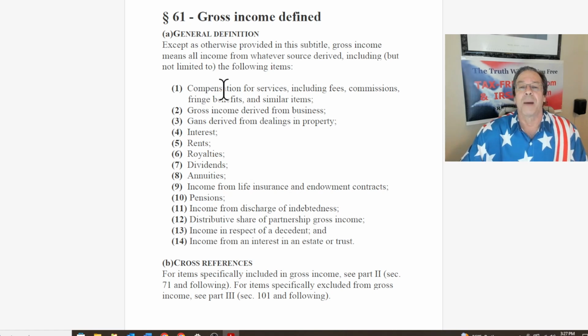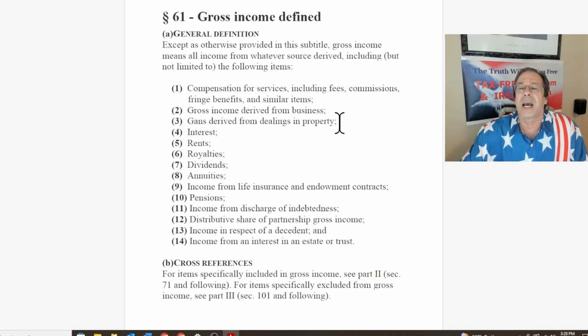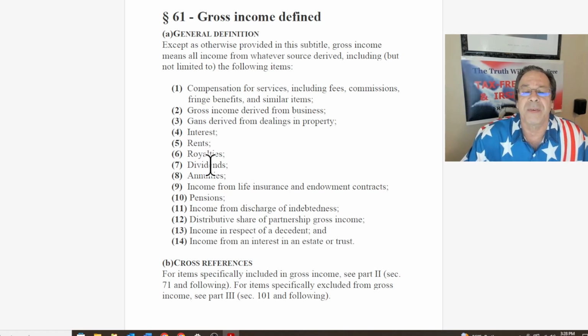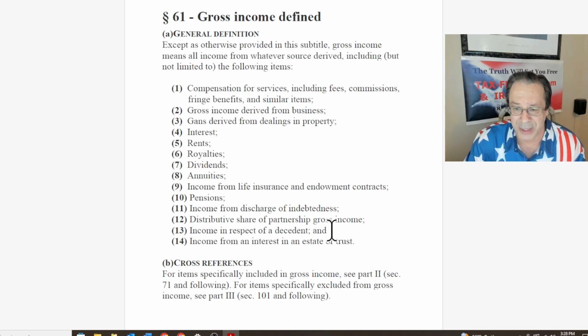And what's taxable? Compensation for services, including fees, commissions, fringe benefits, and similar items. Gross income derived from business. What is it? Impost, duty, or an excise? Impost, duty, or excise. Dealings in property. Impost, duty, or excise. Interest. What? Impost, duty, or excise. Rent, royalties, dividends, annuities, income, pensions, distributive share, and what? Impost, duty, or excise. Are they claiming down here in 13, income in respect of a decedent, that they somehow exercised the government-granted privilege in dying? Check.